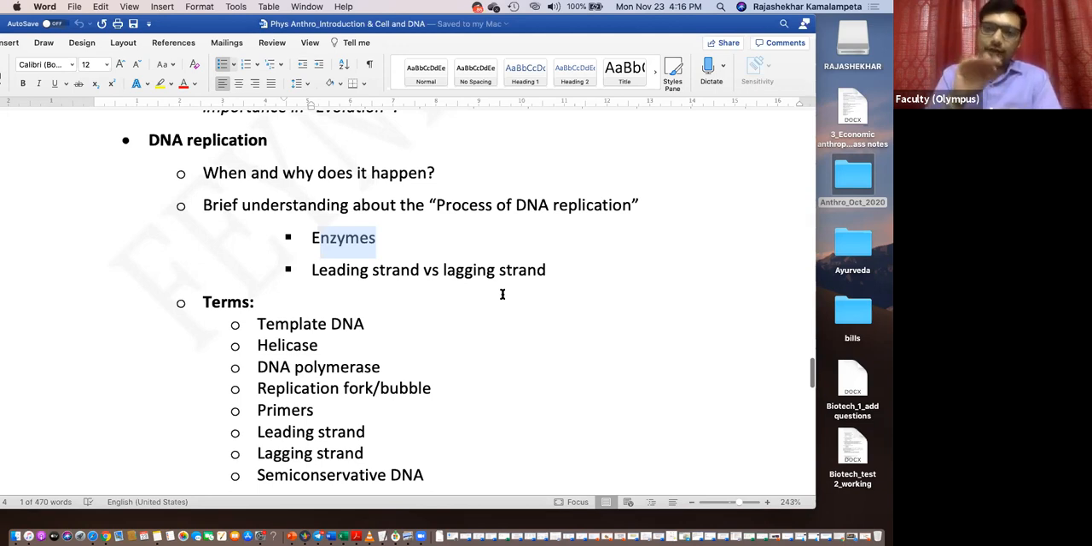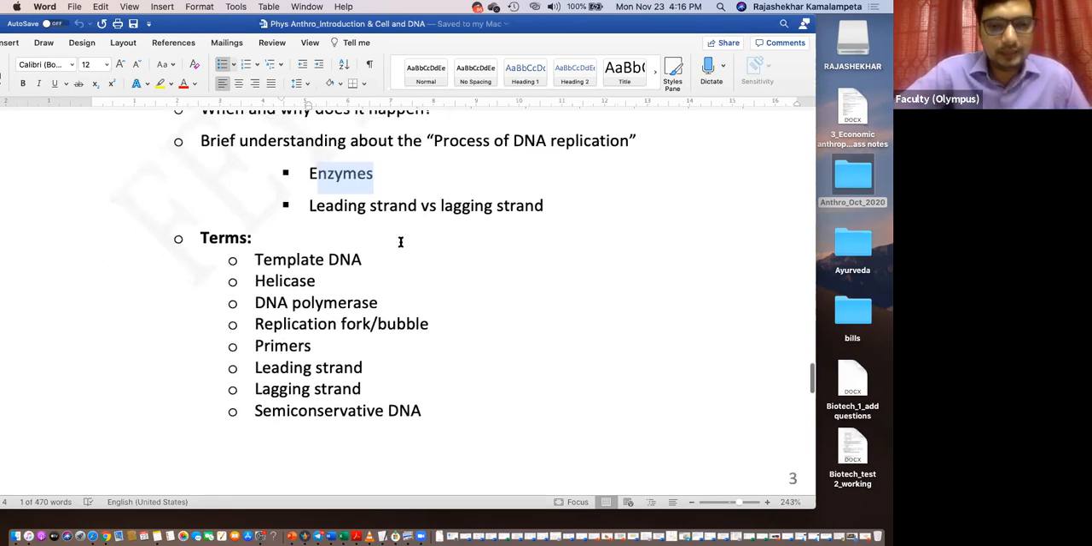To satisfy the 5 to 3 synthesis, as only part of it is opened up, the leading strand can continue, but the lagging strand cannot continue. It has to discontinuously make the new strand. So you know all these terms. What is template DNA? I'll let you write. Next we'll go through the terms, to see if you understood all of them.